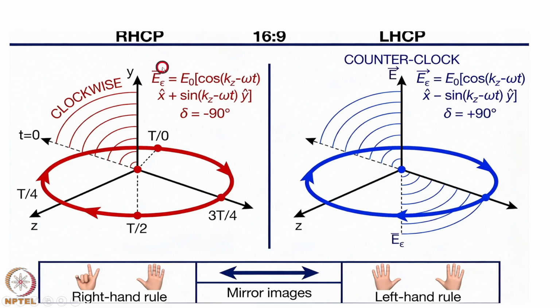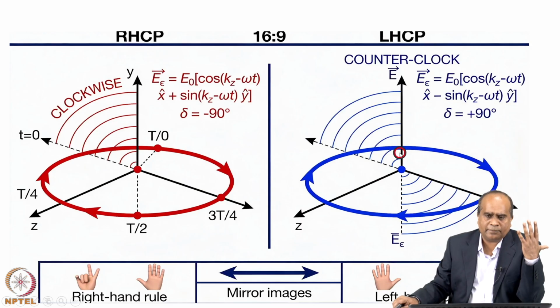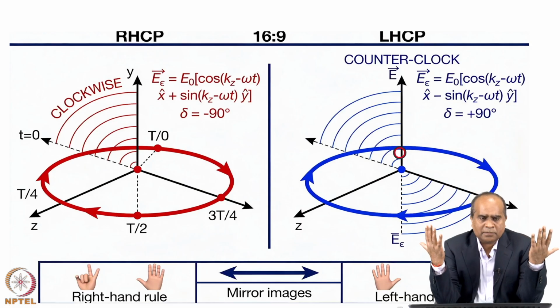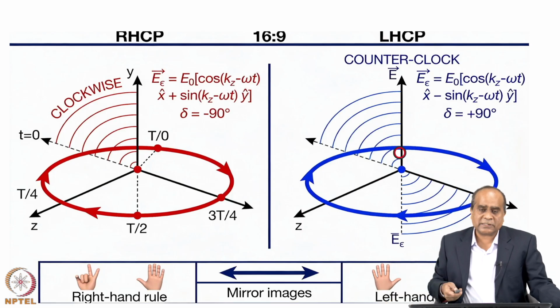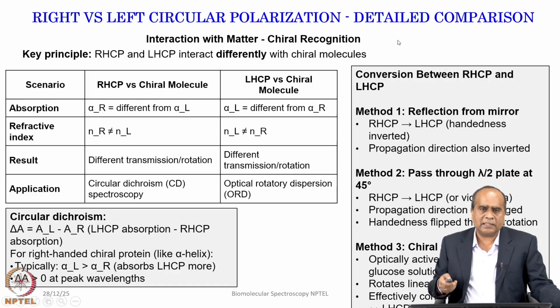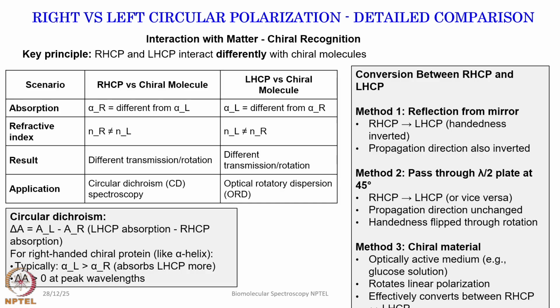So, essentially, to sum up, this is a counterclockwise rotation for the right handed, and here for the left handed the clockwise rotation happens like this. The left hand rule is a mirror image of the right hand rule. So, this is the right handed and left handed polarized light that one can have in this case.